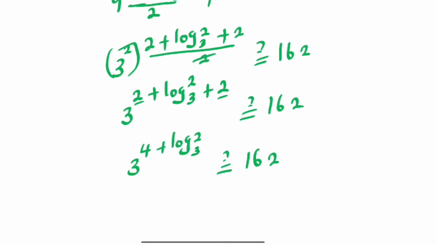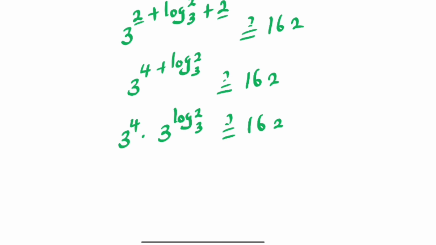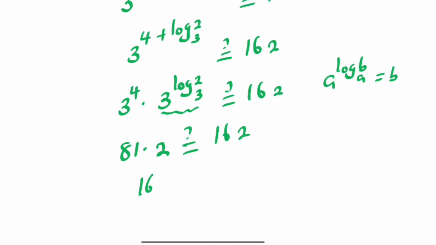3 raised to power 4 plus log 2 base 3 can be written as 3 raised to power 4 multiplied by 3 raised to power log 2 base 3 must be equal to 162. 3 raised to power 4, that is 81, multiplied by the whole of this. If you have a raised to power log b base a, this is equal to b. So it is 2 must be equal to 162. 81 times 2, this is 162, is equal to 162, which is true.